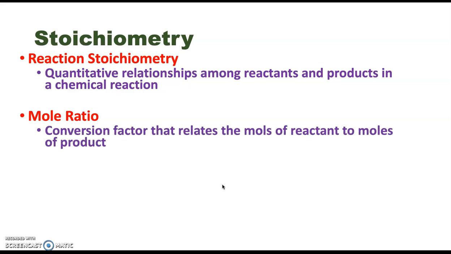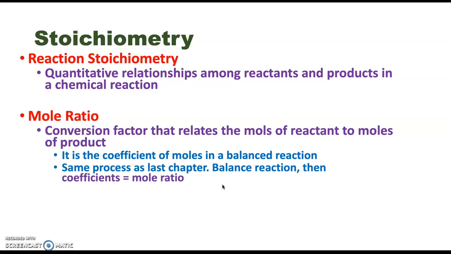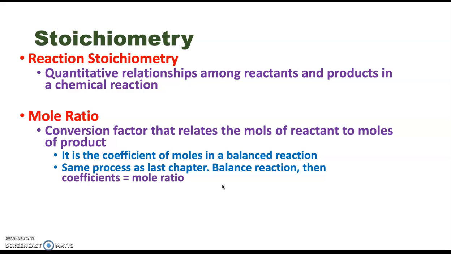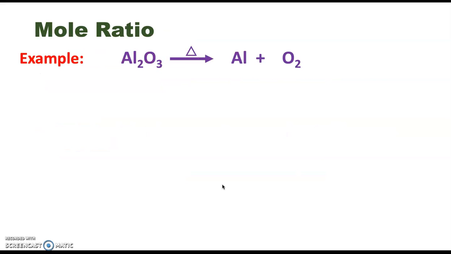Now the mole ratio is the conversion factor that relates the moles of reactant to the moles of product. It could also relate moles of one reactant to moles of another reactant. So you're actually already familiar with these. It's the coefficient of moles. It's the coefficient in a balanced reaction. So the coefficient tells us how many moles or what the mole ratio is. So it's the same process as last chapter: balance the reaction. And then once you have it balanced, the coefficients become your mole ratio. Sorry, I'll let you write that down, pause, and then we'll move on here.